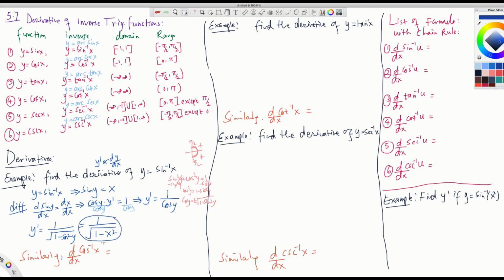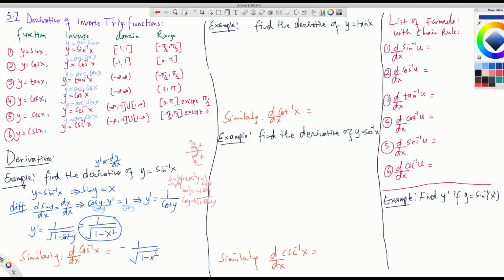If you do the exact same technique for cosine inverse x, the derivative of cosine inverse x is negative 1 over the square root of 1 minus x squared. They are the same, only the cosine has a negative sign. Negative 1 over the square root of 1 minus x squared. That's what you will get.